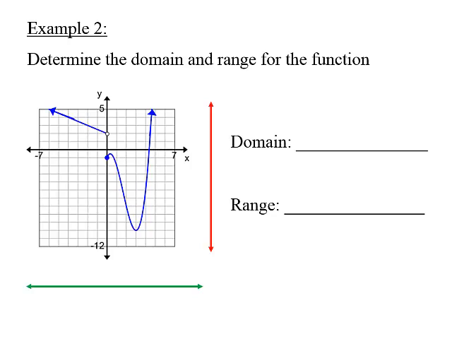Example 2, I have two distinct pieces to my graph. I have a line segment going off to the left, or really a ray going off to the left, and then part of a polynomial function continuing to the right. It doesn't really matter the shape of the graph. Notice this is a function. It does pass the vertical line test.